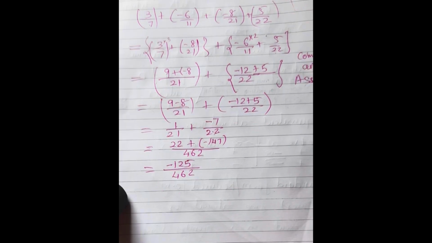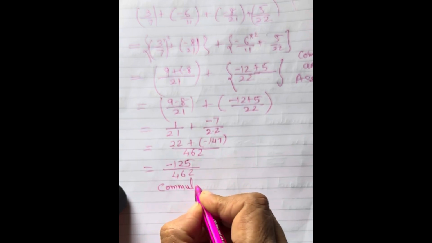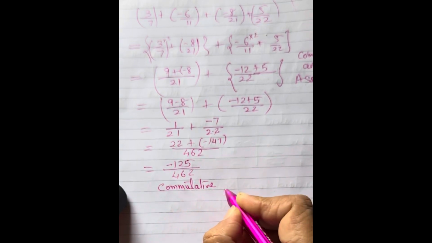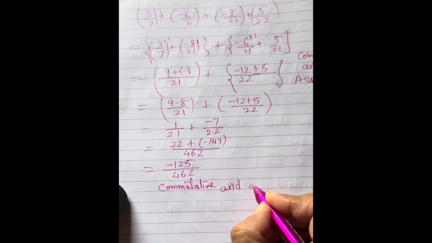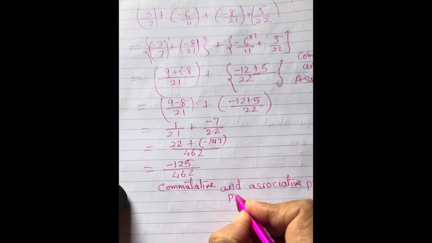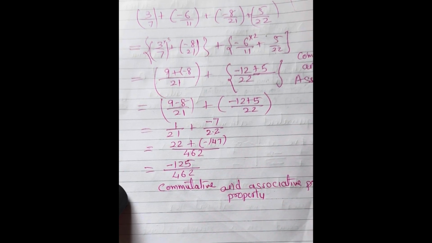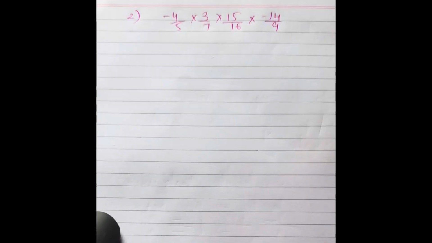So which property did we apply over here? They are commutative and associative properties. Okay. Let us see another example now. So now let us see another example where we apply the properties.